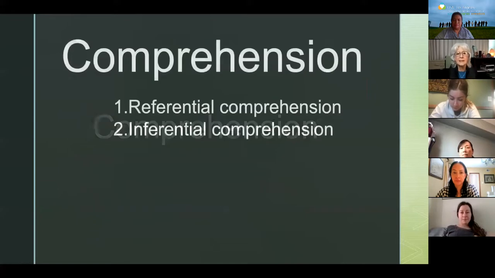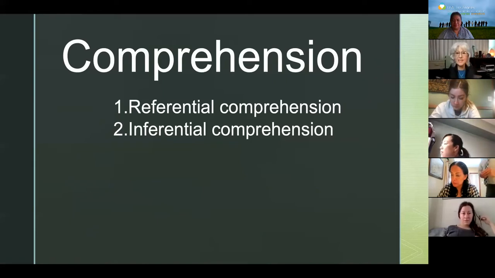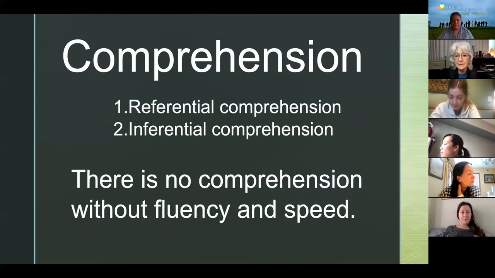Comprehension. All right. There are two kinds. We start with the easy kind, referential comprehension. That means they can refer back to what they just read and find the answer. So we teach them how to do that first. Inferential comprehension means they've got to think. They have to put these abstract facts all together into this sort of abstract understanding. Oh, I get it. If A and B do C, then D is going to happen. But that is about teaching thinking. All right, we do that later.